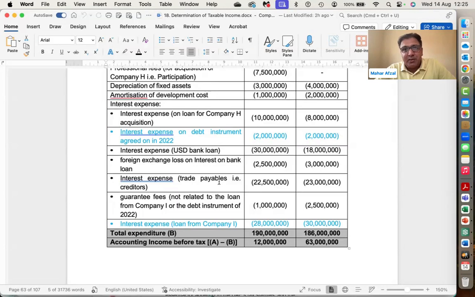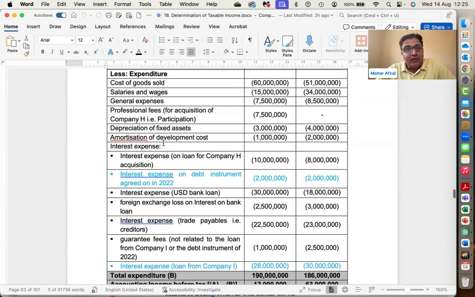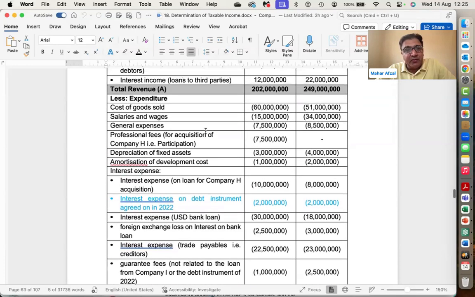We can claim maximum up to 12 million or 30% of EBITDA. If the loan amount is less than 10 million, we can claim 100%. We will have a separate calculation for it. Interest expense: this loan has been taken before 2022, so we can claim 100%. We are assuming there are no changes in the terms and conditions of the loan. Amortization of development is fine. Depreciation of assets is fine.